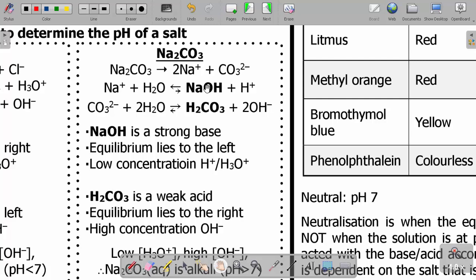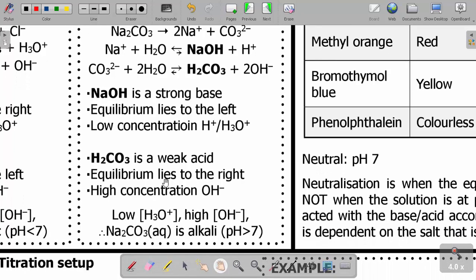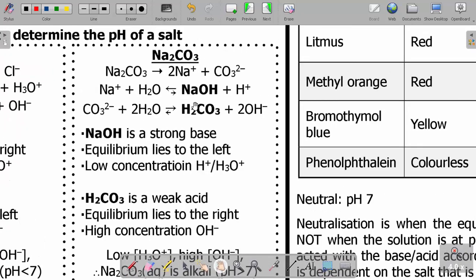Okay, it means this reverse action proceeds much more than the forward. If I say my equilibrium is to the left, I mean what? I mean that the products formed, they react to give me back the reactants. And then note that the carbonic acid is a weak acid, and in that case equilibrium lies to the right. So you see this carbonic acid, it's a weak acid. So because of that, it means that this equation is going to yield more of the products, and I won't have the reactants back like in the previous equation.